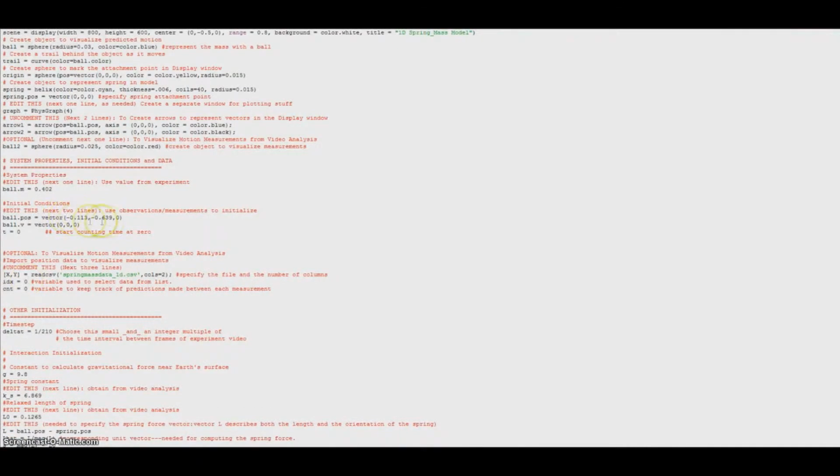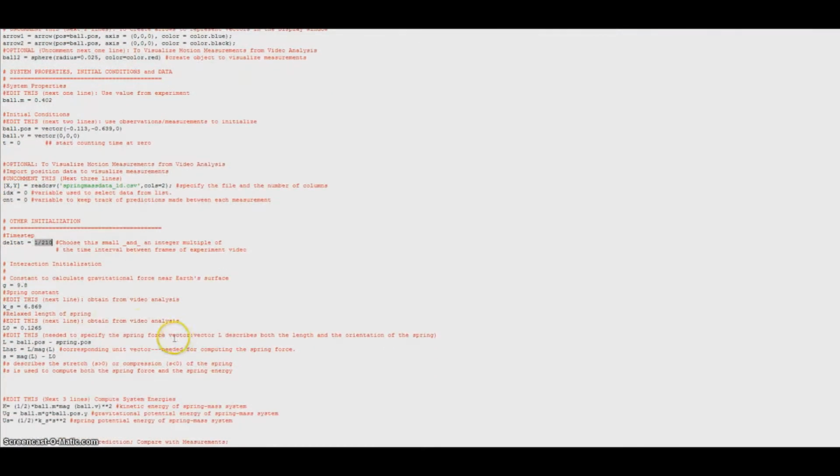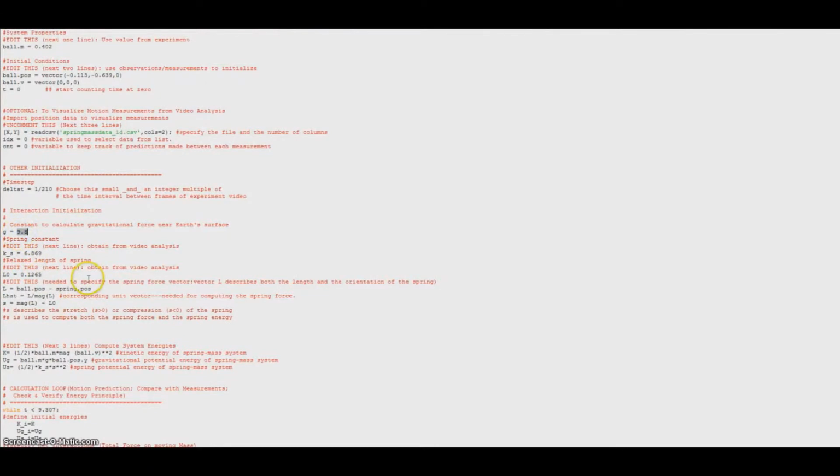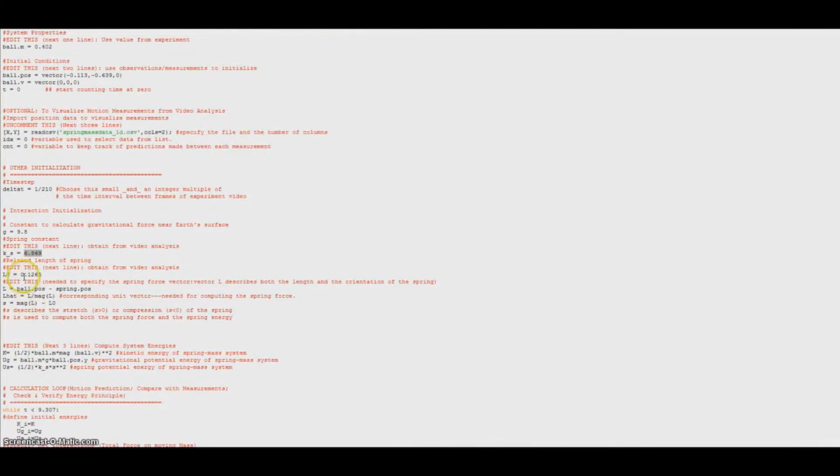So we set up these initial conditions, and we know the value of this position from the Tracker file, and we know that velocity is 0 because it starts from rest. We know already the mass of the ball, and we know that the delta t is a small time, g is 9.8. We calculate stiffness knowing the period of oscillation, and knowing stiffness we can calculate the zero length.